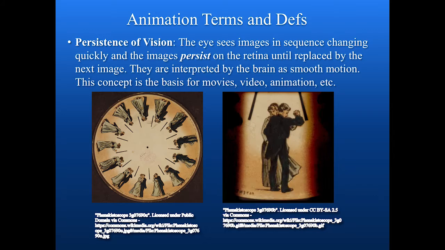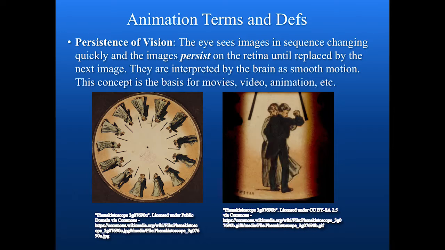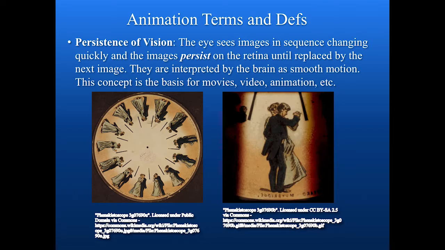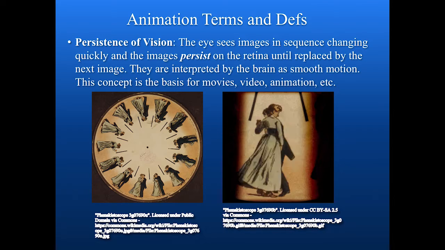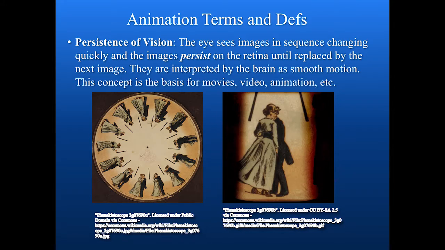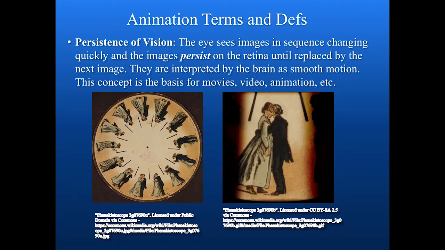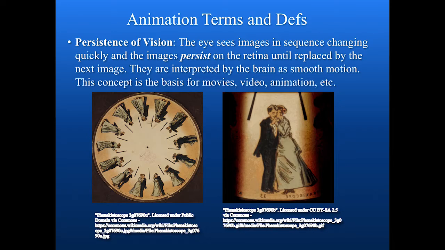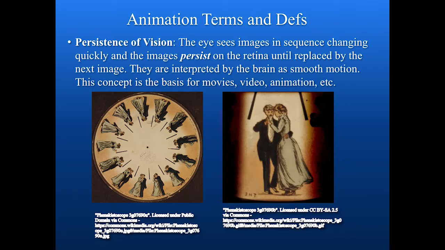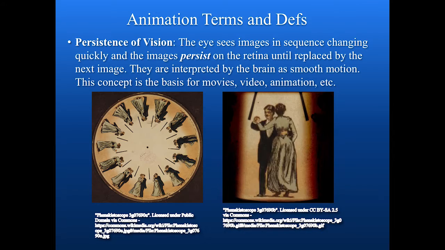The persistence of vision. The eye sees images in sequence changing quickly, and the images persist on the retina until replaced by the next image. They are interpreted by the brain as smooth motion, and this concept is the basis for movies, video, animation, etc. So an early form of animation or movie was the phenakistoscope or phantoscope. And this is a phantoscope, and this is how it worked. You spun it around and looked through the slot into a mirror, and you would see someone on the other side doing whatever it was. Here they're dancing.